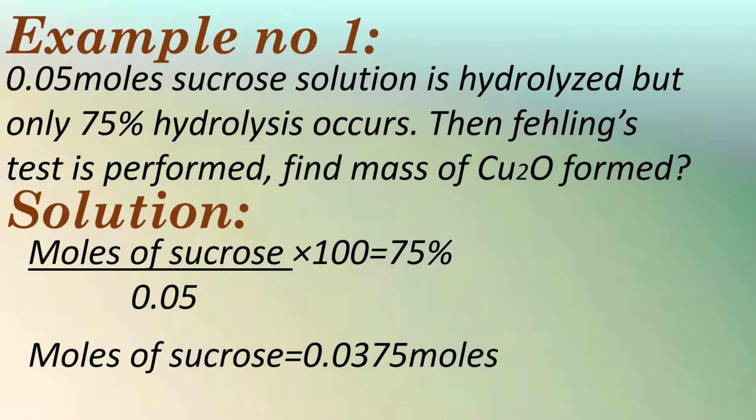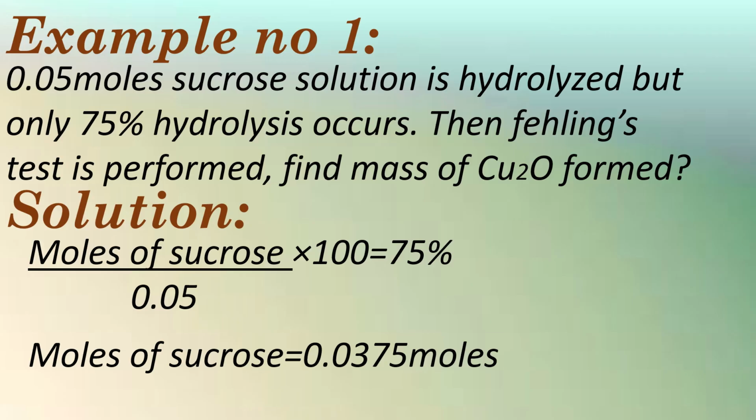So we have given moles of sucrose 0.05. Hydrolyzed means sucrose is converted to glucose and fructose. Only 75% hydrolysis occurs, means 75% glucose and fructose are formed. Then Fehling test is performed, that means this glucose and fructose reacts with Fehling solution and we have to find mass of Cu2O formed.